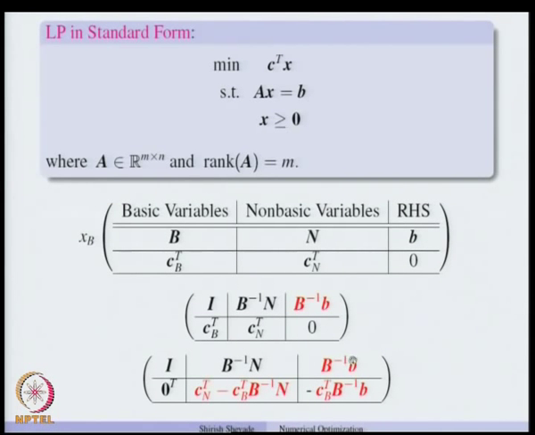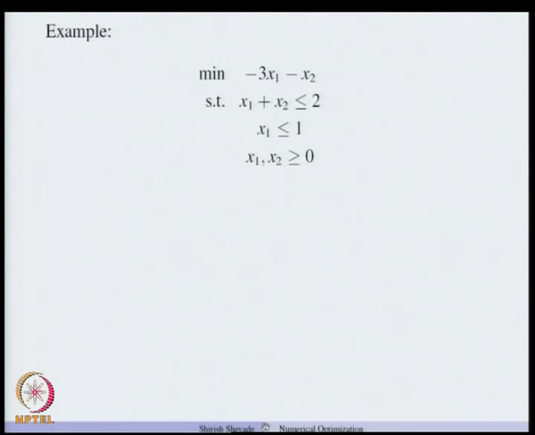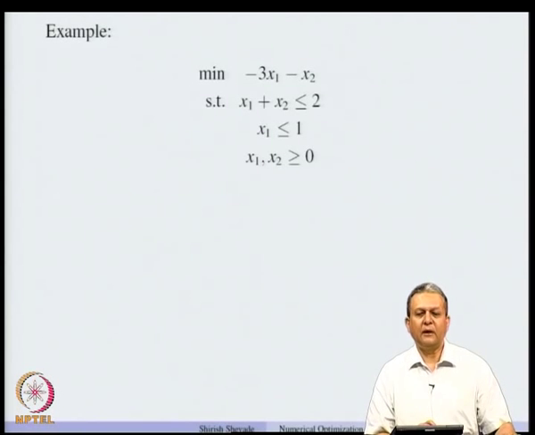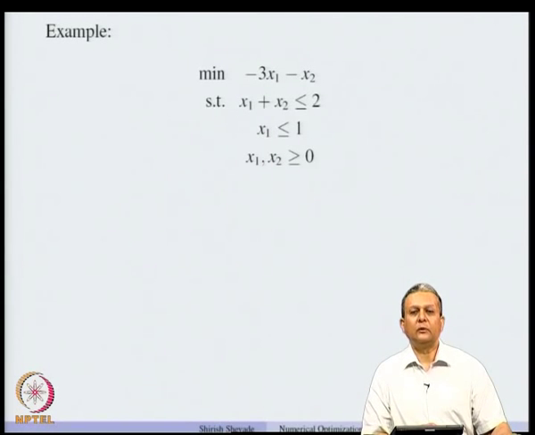So, the basic feasible solution, the relative cost factors associated with non-basic variables and the objective function value, they all can be obtained by using this matrix. So, let us see an example. Again, the same example that we saw to get a graphical solution to the problem.